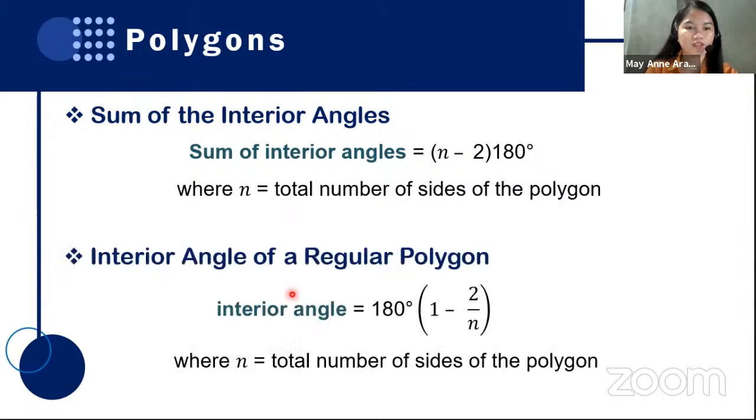And if you just want to find the measure of each interior angle, just use this. The interior angle is equal to 180 degrees times the quantity n minus 2 all over n. Still, n is the total number of sides of the polygon. Take note of these formulas. This is for the sum, and this one is to find the measure of each interior angle of a regular polygon.